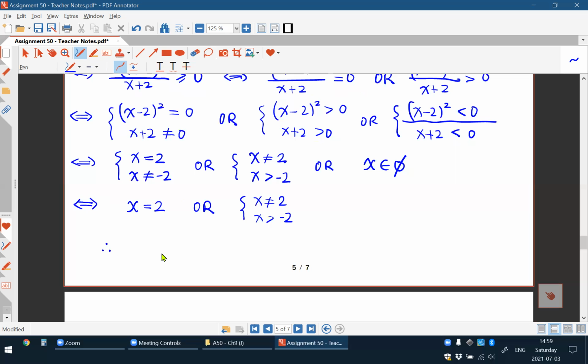Okay, so the final solution is, we can draw a number axis to help analyze. X can be 2, right? So x can be here. And this means x is larger than -2 and x cannot be 2. But combined with the solution of the equation, x can be 2, right? So the final solution is x is above -2.